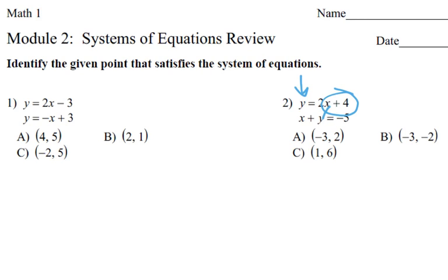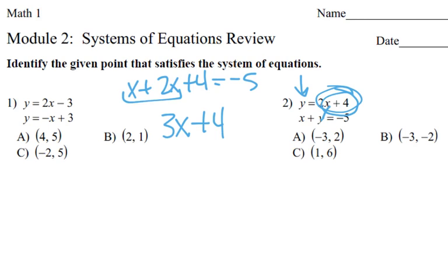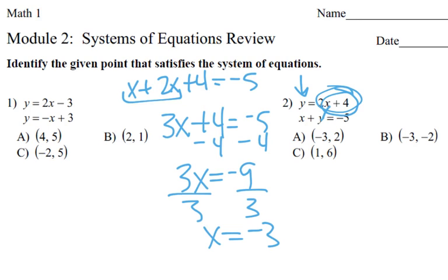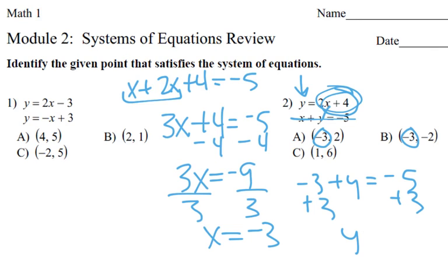So I'd substitute that in for y. So I'd have x plus 2x plus 4, because I replace the y with this, equals negative 5. x and 2x give us 3x plus 4 equals negative 5. Minus 4, 3x equals negative 9. Divide by 3, and x equals negative 3. So I know it's either A or B. Then we plug that negative 3 for x in one of our other equations. So negative 3 plus y equals negative 5. Add 3, and I get y equals negative 2. So my answer is B.